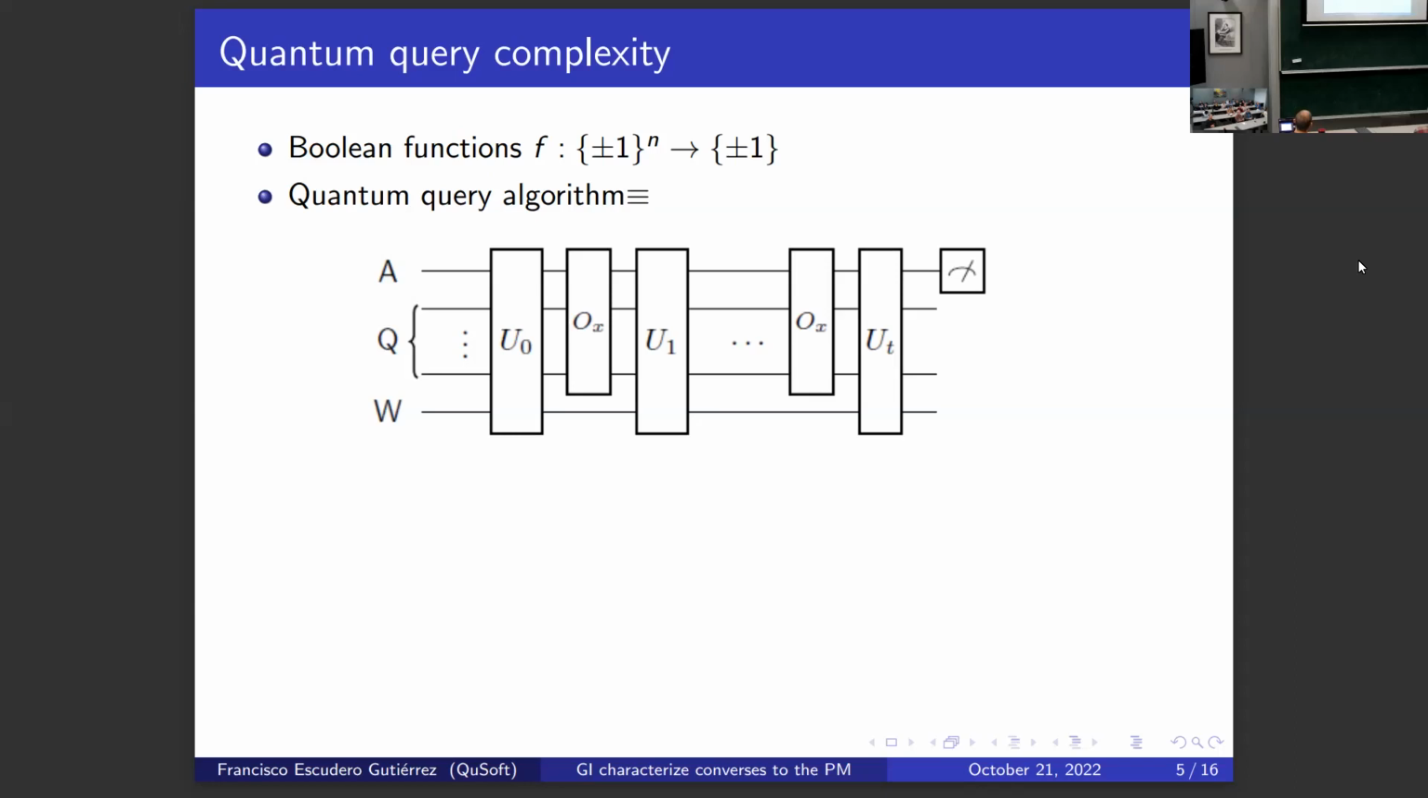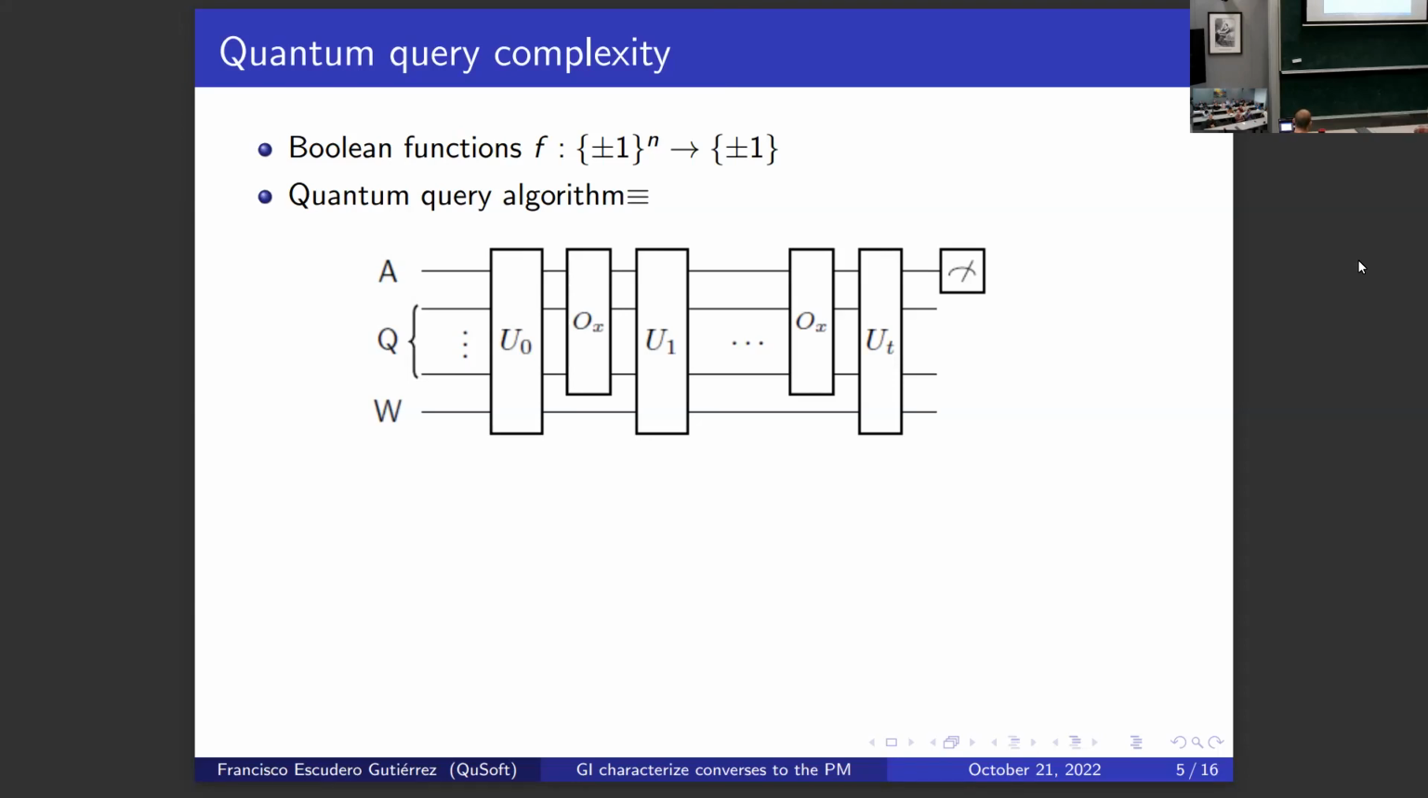So we want to use this oracle gate, which contains information about the input, as few times as possible. And despite using the oracle gate as few times as possible, we want to output something that is very close in probability to f of x. So in precise terms, a quantum query algorithm is an alternation of fixed unitaries and these oracle gates, these queries, and at the end we measure.